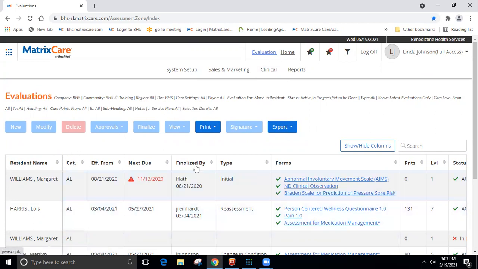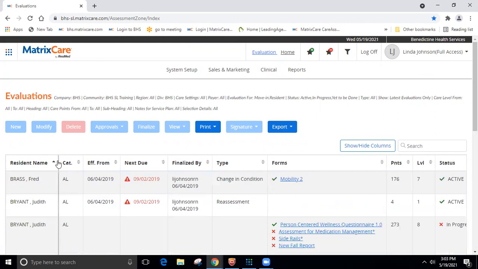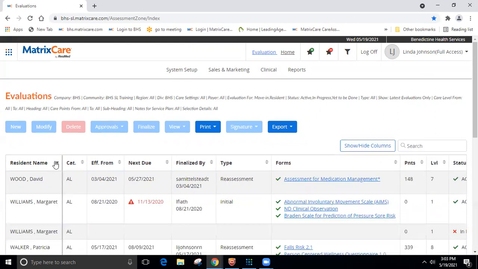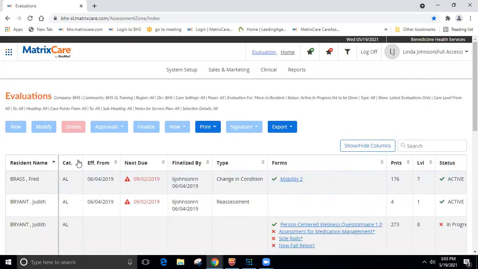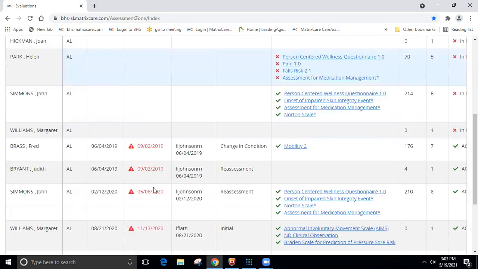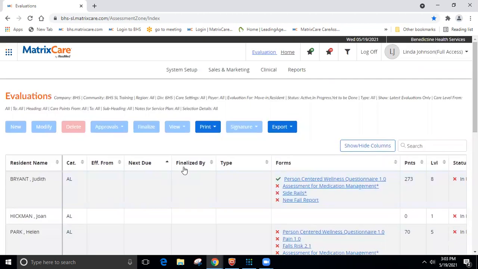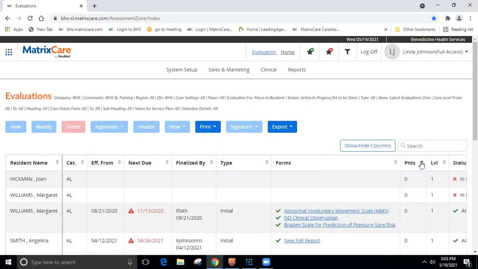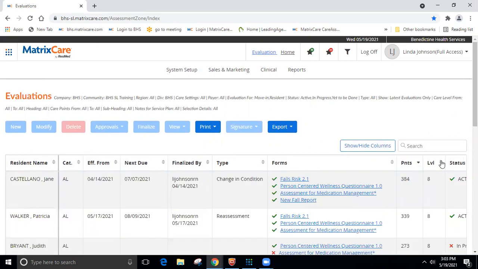You'll see here across the top, I can filter by putting the up and down arrow, make them alphabetical. I can do different categories. I can do effective dates. I can do next dues, so I can see who's coming up due, who's late. I can see who finalized forms. I can sort it by points or levels. So there's lots of ways to look at your evaluations.